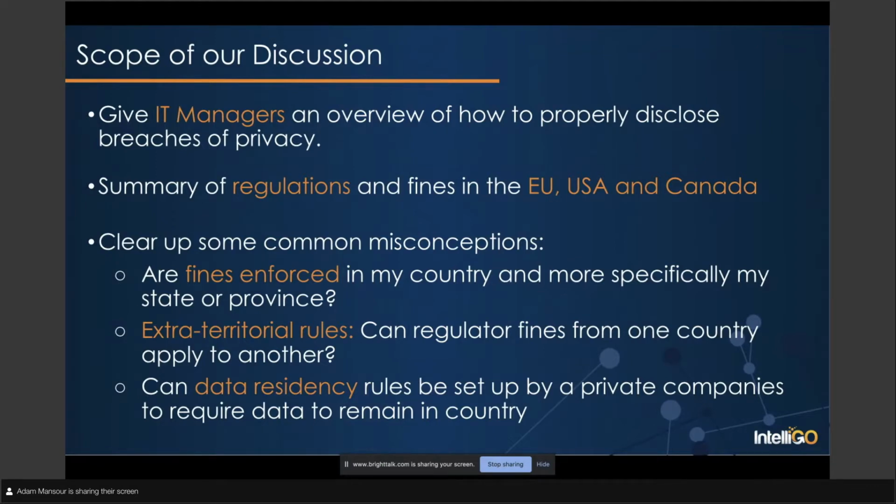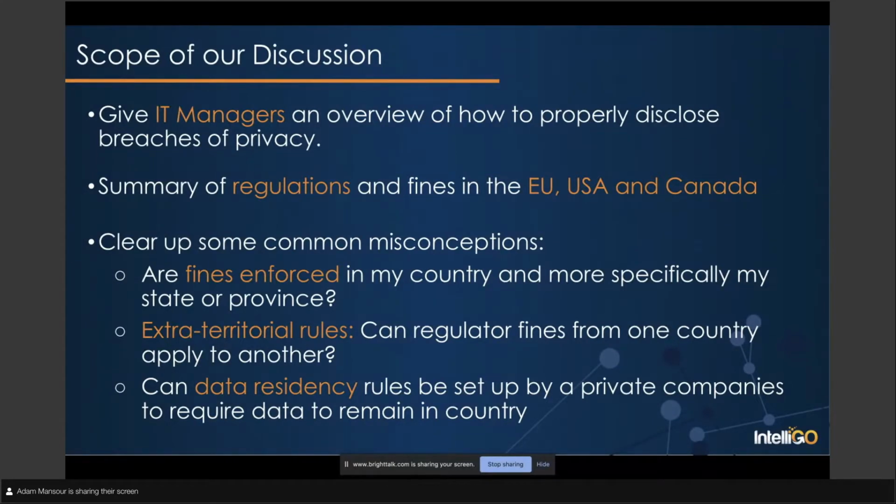The summary of the regulations talked about in our talk are going to be specific to the EU, USA, and Canada. There's a lot of other regulatory changes for different areas of Asia, Africa, America and things like that. We're going to focus on EU, EEA member states, USA states, and Canadian provinces.